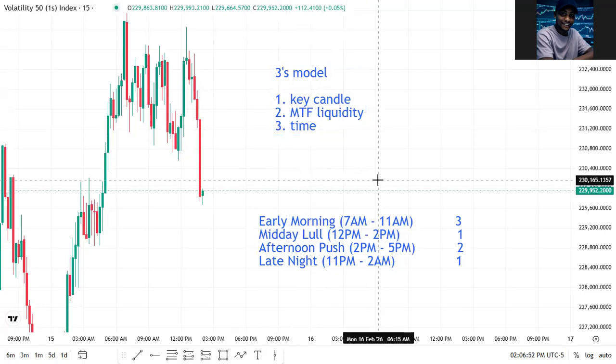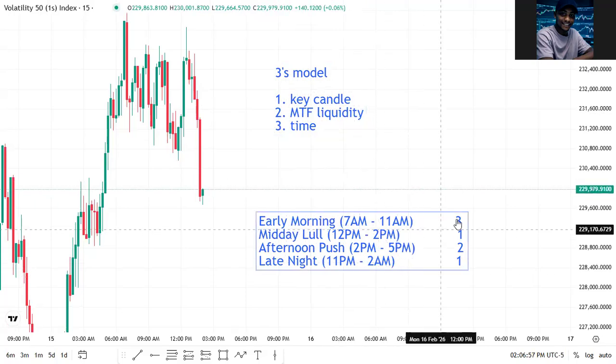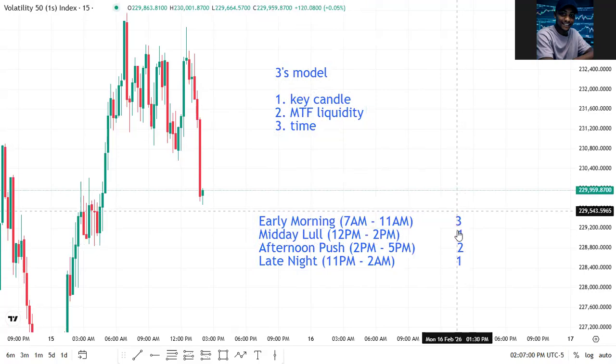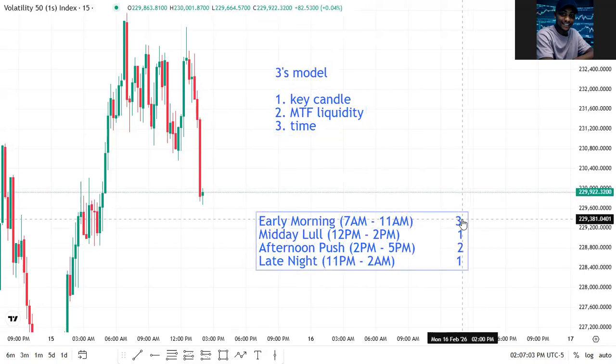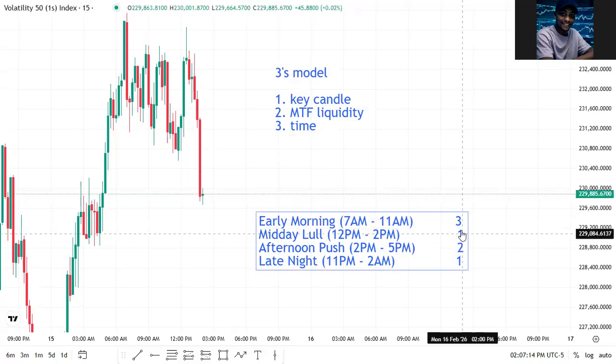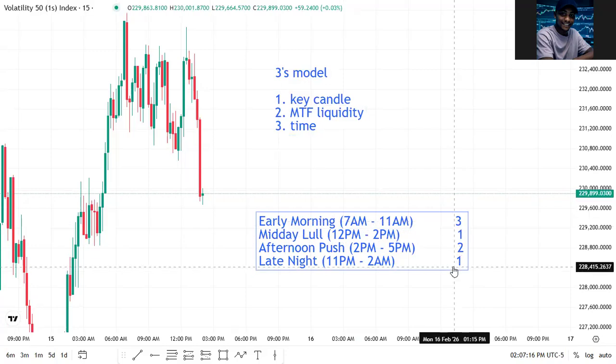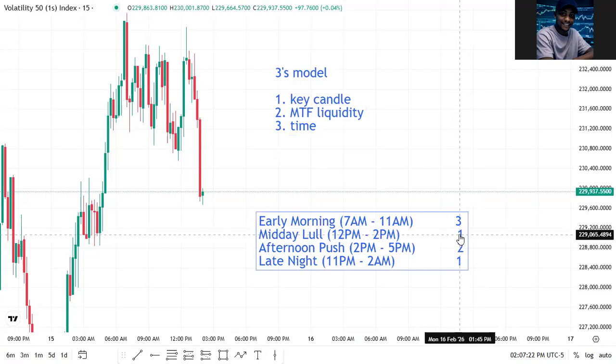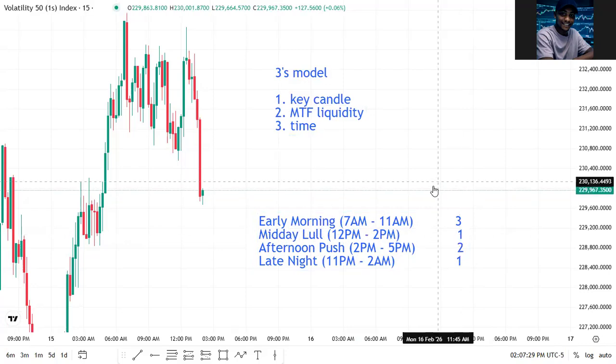And in this episode, I coupled time with an annotation of 3, 1, 2. So 3 means that at that time the pair we are trading, or volatility indices in this case, would be highly volatile. So it's rating from 3 down to 1. 3 is very volatile, 2 is volatile, and 1 is not that volatile. So we want to trade at a time that the pair or indices we are trading has volatility. So that is the essence of time.